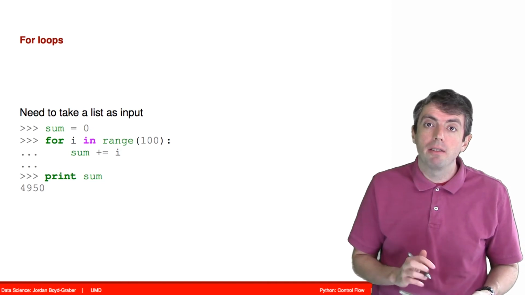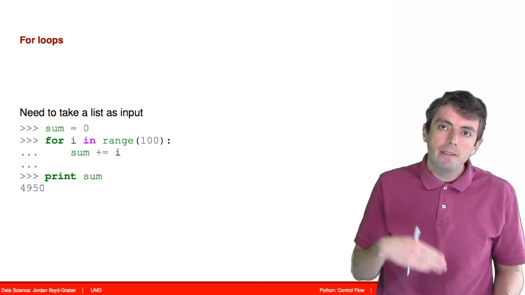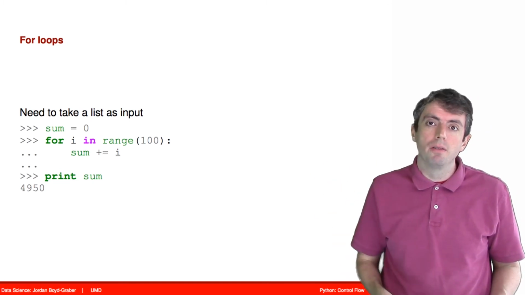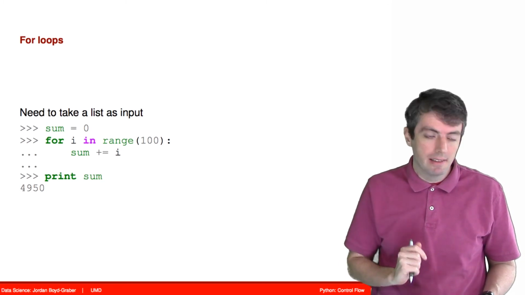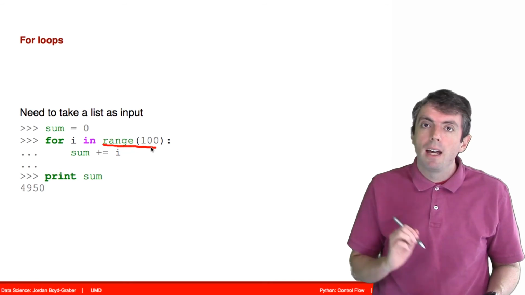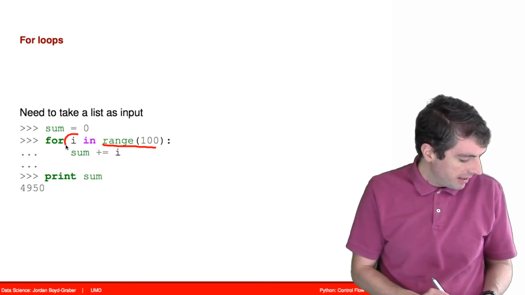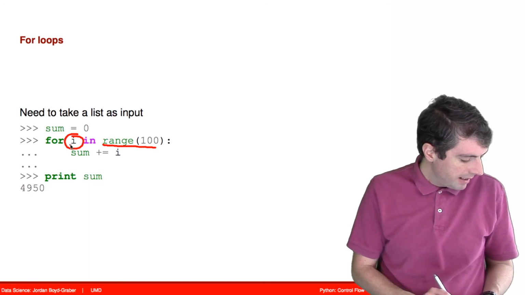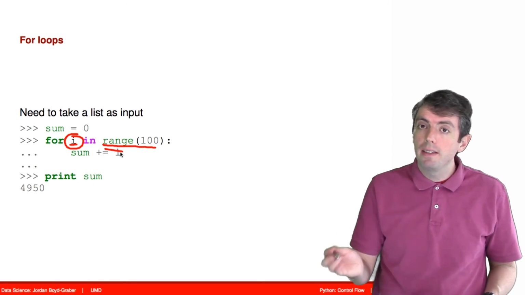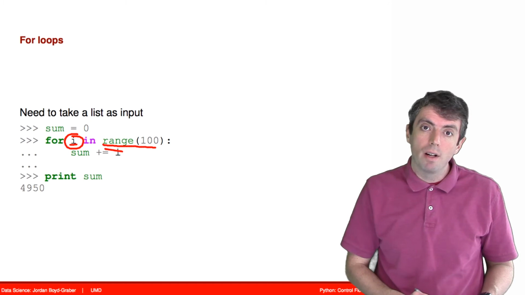Now let's talk about another form of control flow, loops. So while if statements take a Boolean value to create the control flow, for loops take a list. And recall this range operator that we talked about before. And what a for loop does is it takes some variable and assigns that variable to each of the elements inside the list. And so in this case, the list is all of the integers less than 100.